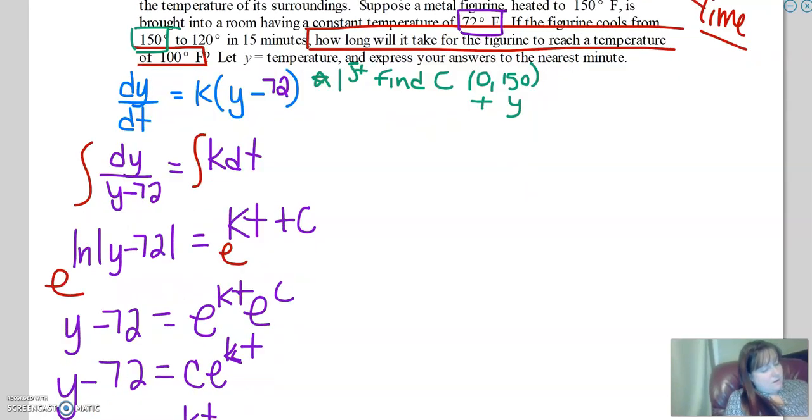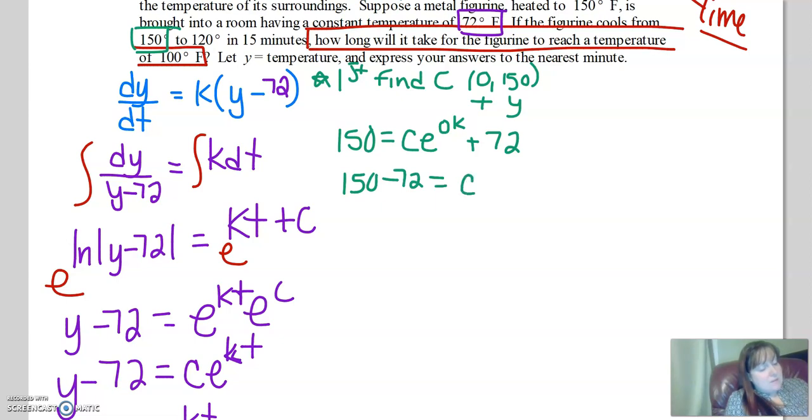We have 150 equals C times e to the 0K plus 72. So at time 0, we just plug that in. We have 150 degrees, so we have 150 minus 72 equals C times 1, because e to the 0 is 1. So our initial C is going to be 78 in this case.